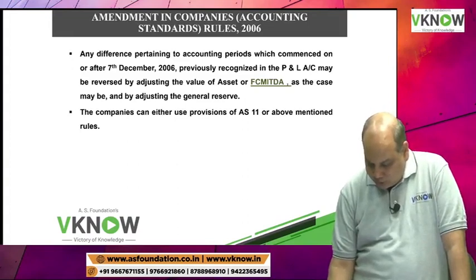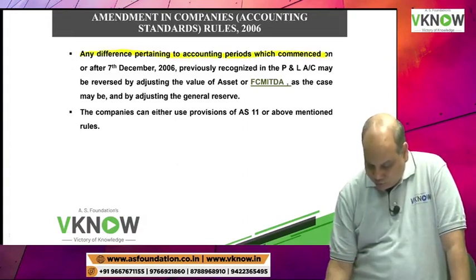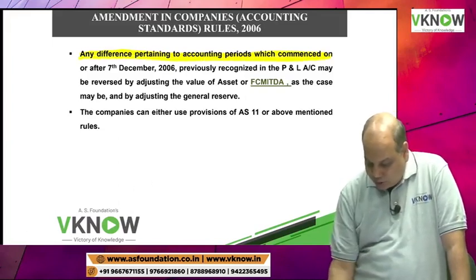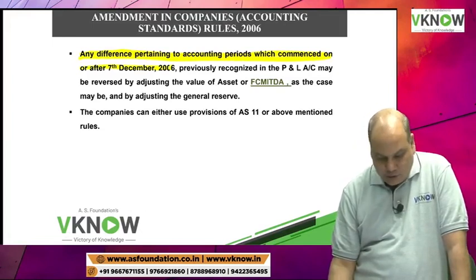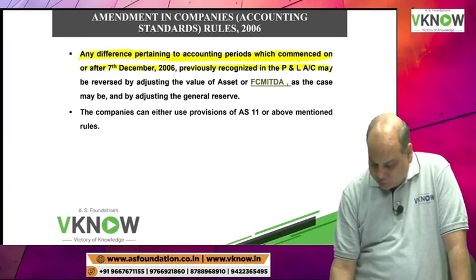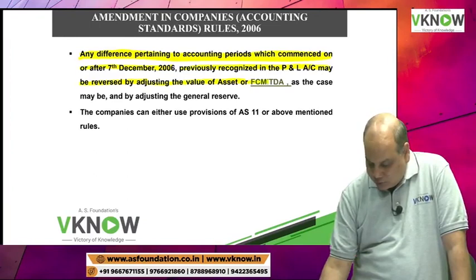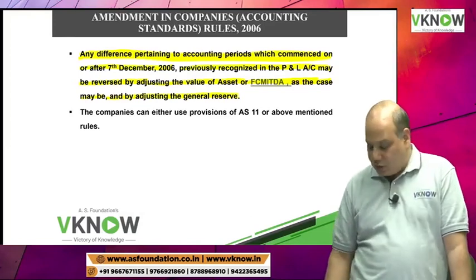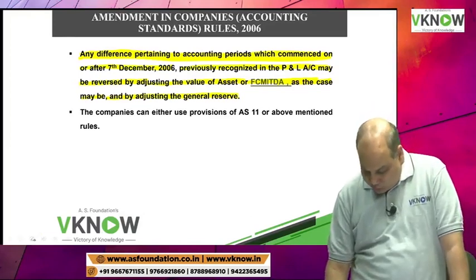When this notification was issued, any difference pertaining to an accounting period which commenced on or after 7 December 2006, previously recognized in the P&L account, may be reversed by adjusting the value of the asset or FCMI TDA as the case may be, and by adjusting the general reserve.